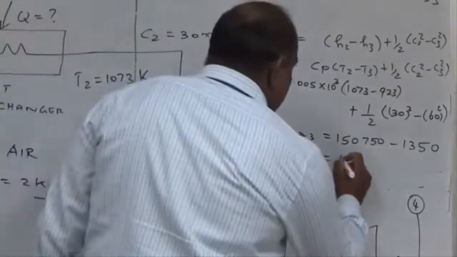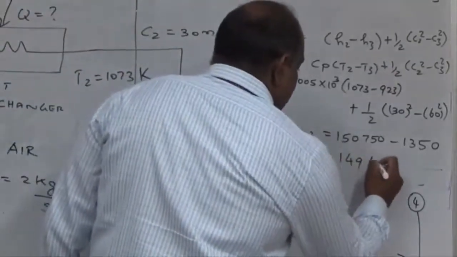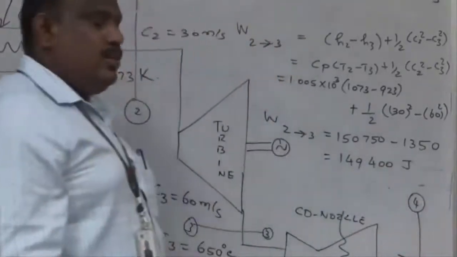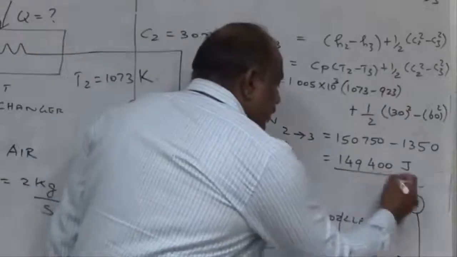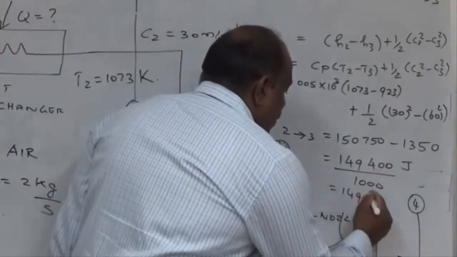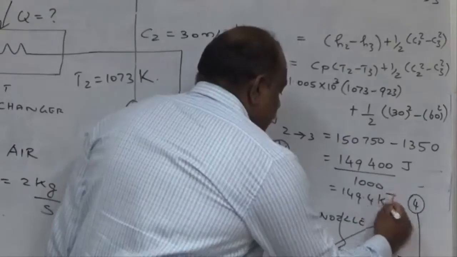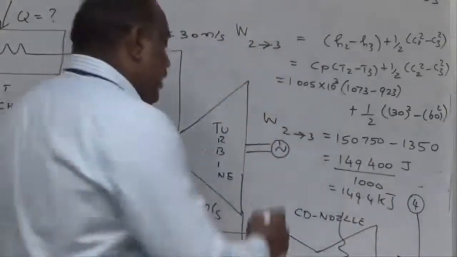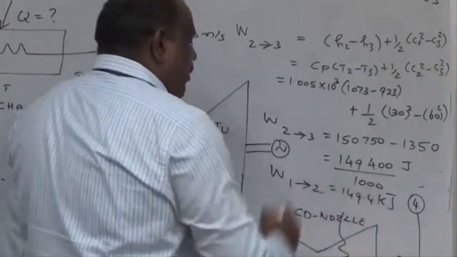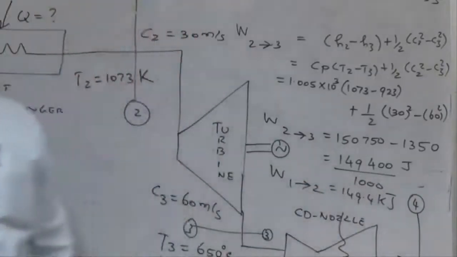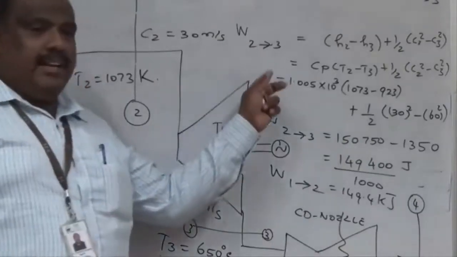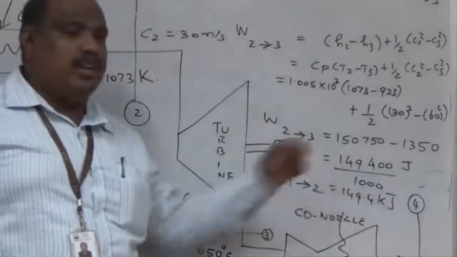149400. What is the unit? Joules. If I divide by 1000, it is kilojoules, so it will be 149.4 kilojoules. So the power developed by the turbine is 149.4 kilojoules for what mass? For 1 kg of air, the power produced will be 149.4 kilojoules.